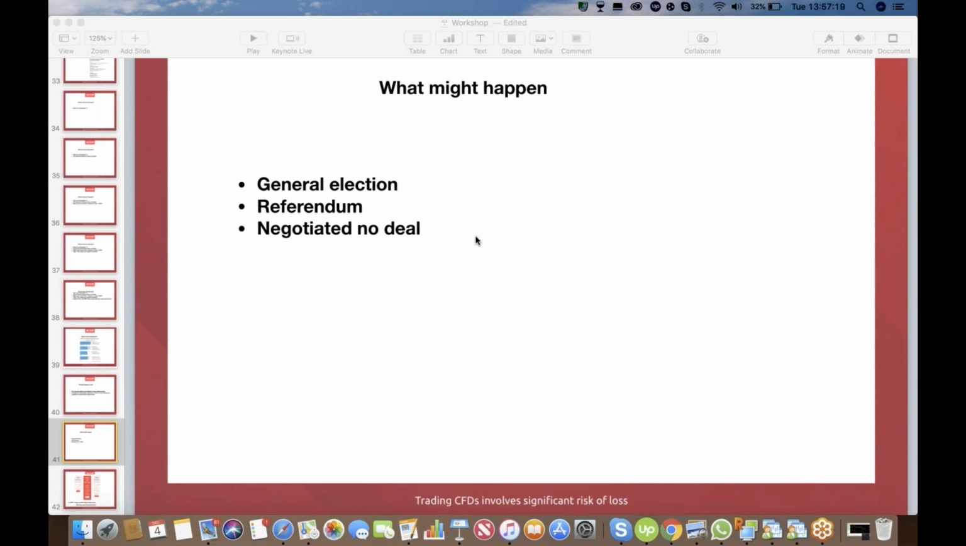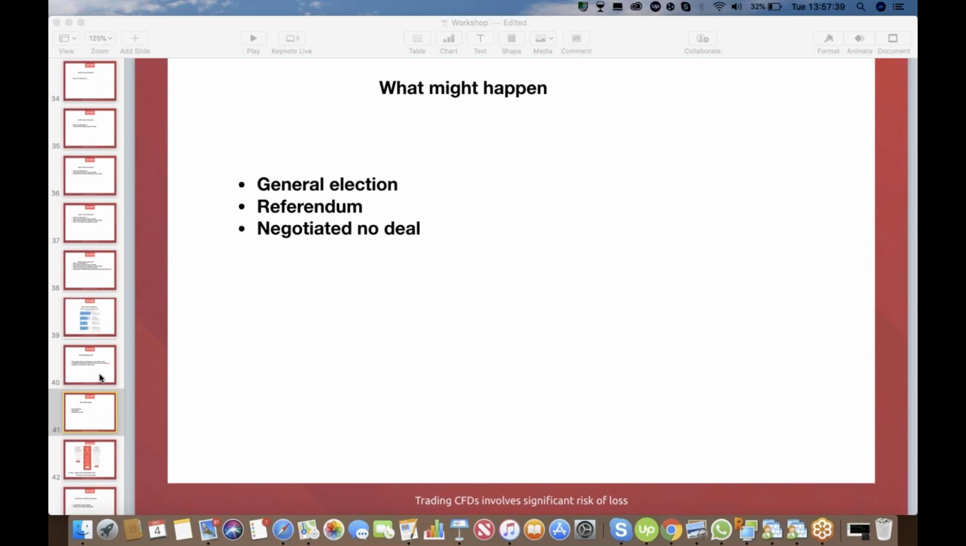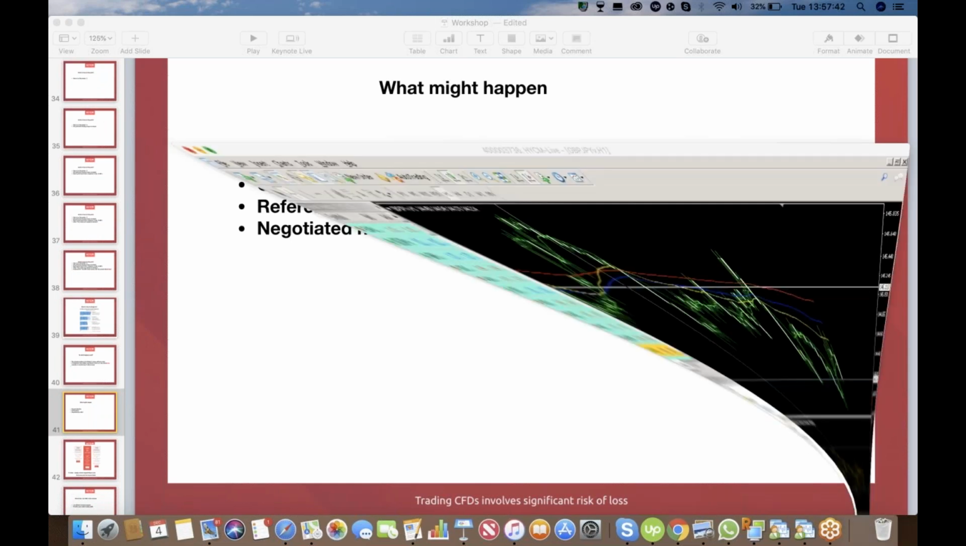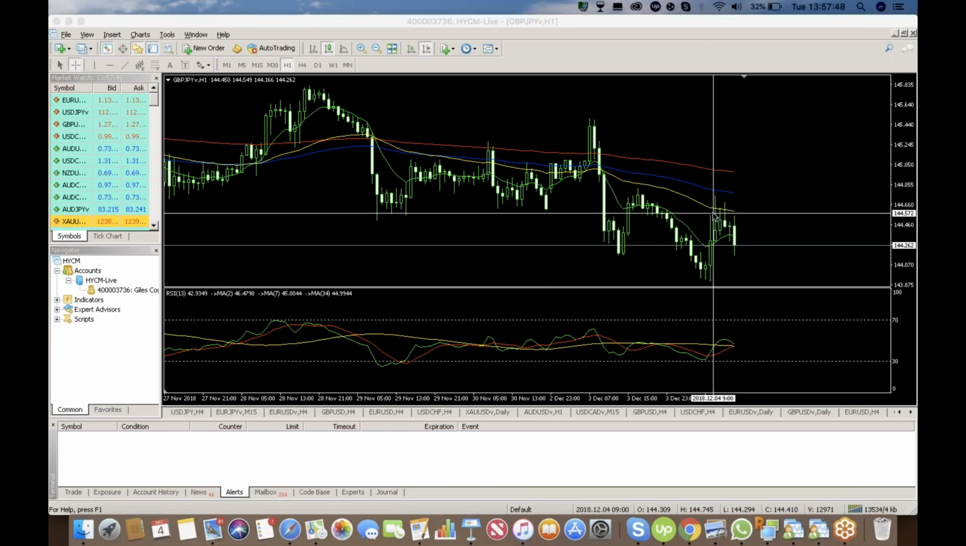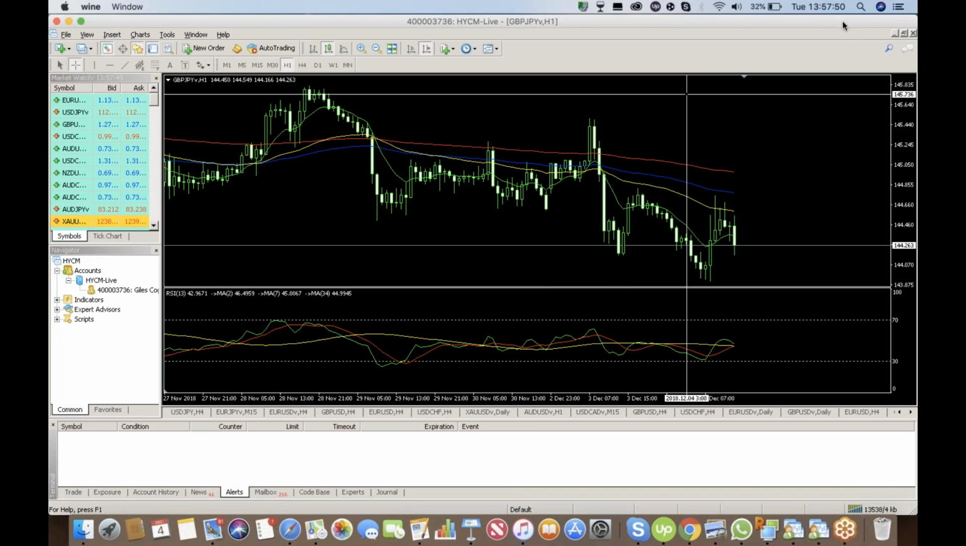So a general election could be pound bullish. A referendum could be pound bullish, because the British people might vote, actually, on second thoughts, we want to stay. A negotiated no deal is likely to be pound bearish as well, because the EU has said we're not doing any more negotiations. So this is the outlook. The outlook is bearish for the pound. So looking at that was why that level was an obvious level for me. I'm looking at shorting the pound, but you've got to be able to do it from a sensible level.